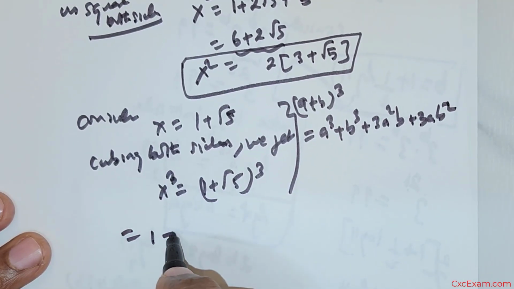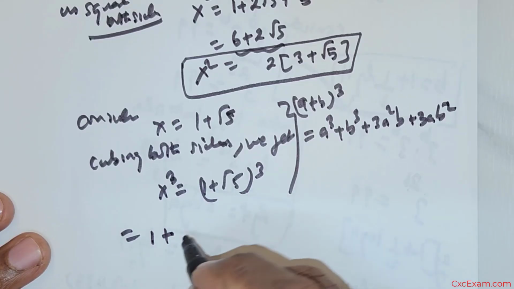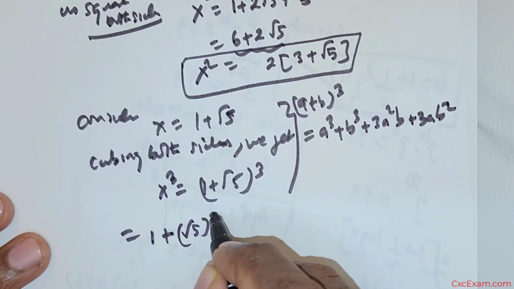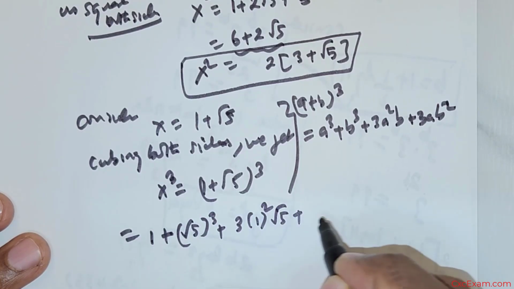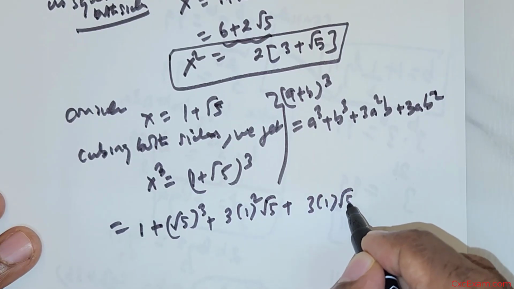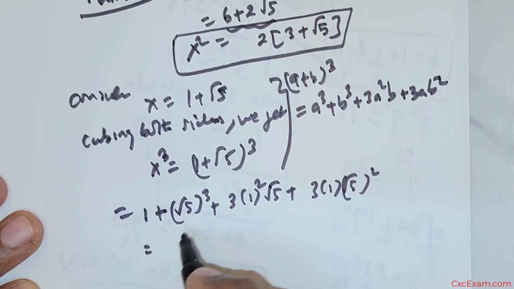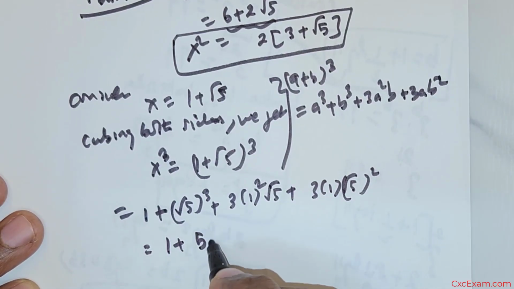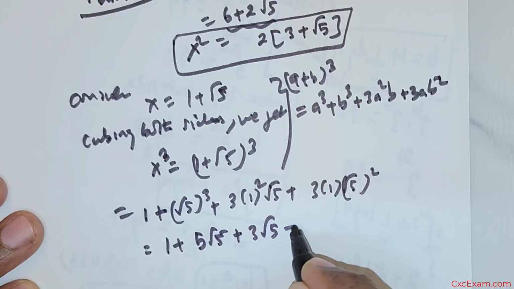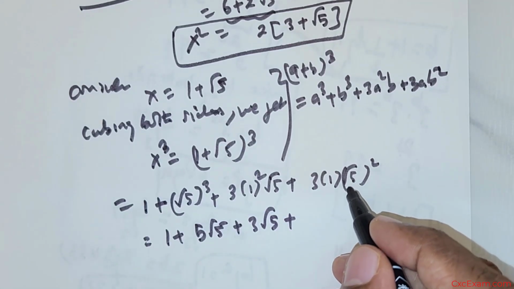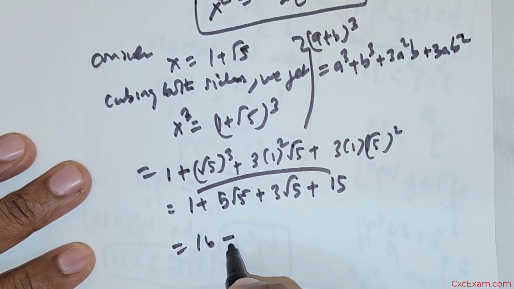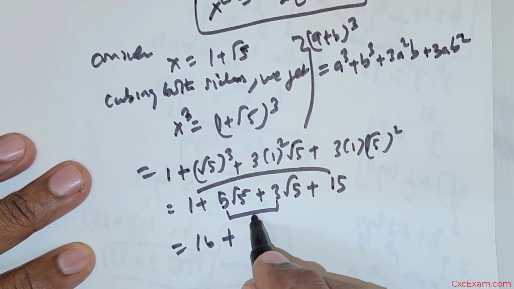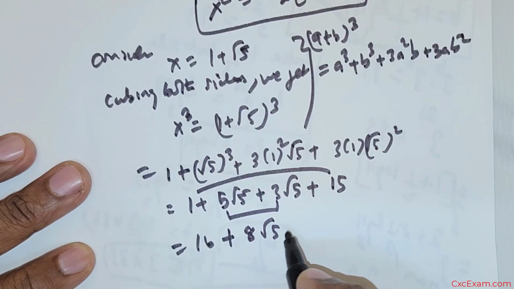Utilizing this formula, I will get 1 cubed, that's 1, plus √5 cubed, plus 3 times 1 squared times √5, plus 3 times 1 times √5 squared. So this is equal to 1 + 5√5 + 3√5 + √5 squared is going to be 5. 5 into 3 is going to give me 15. 1 added with 15 will give me 16, plus 5 added with 3 because we got √5 in both the cases. So this is going to be 8√5.